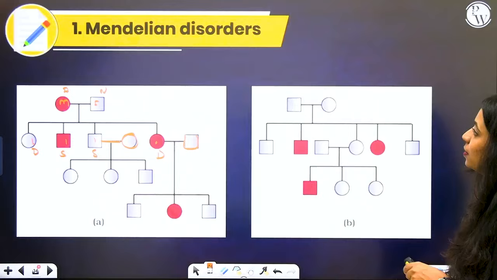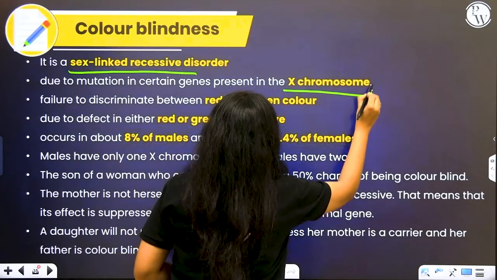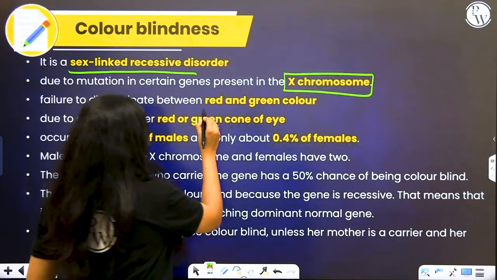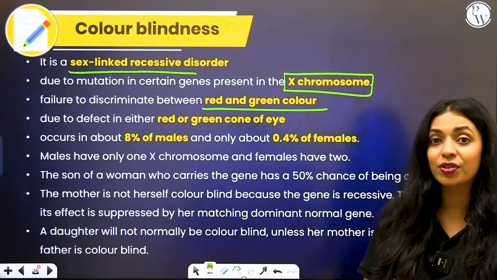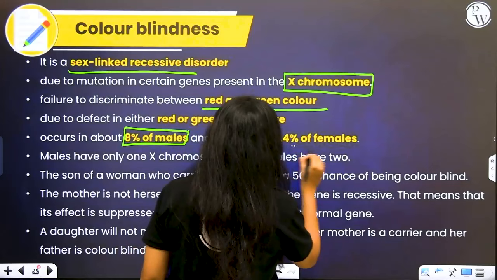Now let's talk about colorblindness. Colorblindness is sex-linked. It is present on the X chromosome. The genes that are responsible for colorblindness are present on the X chromosome. What is colorblindness? One type of colorblindness is when people fail to recognize the difference between red and green colors. Why does that happen? Because the rods and cones responsible for red and green color perception are affected. Usually this occurs in 8% of males and about just 0.4% of females.